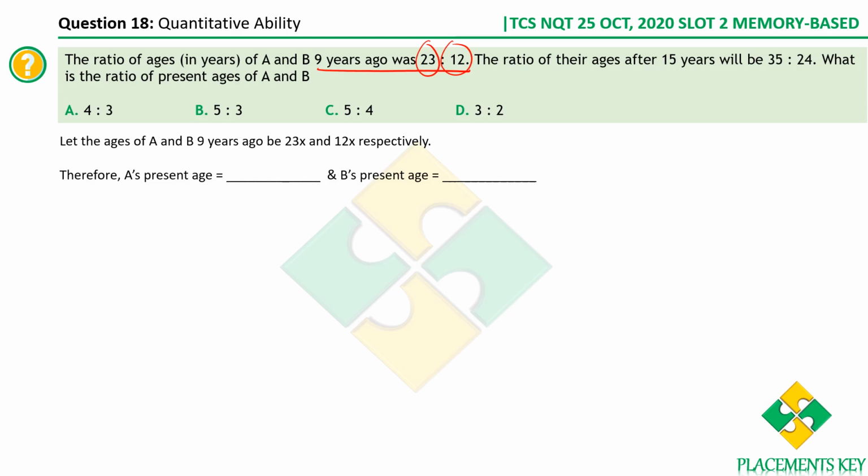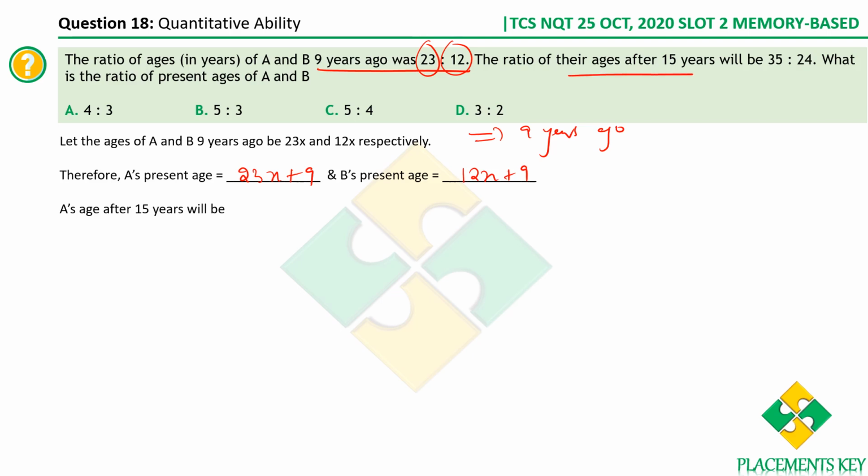Now what will be A's present age? These are the ages 9 years ago. So what will be their present age? Just add 9 years to this value, so you get 23x plus 9, and B's current age will be 12x plus 9. So these are the current ages. Now what are we told?